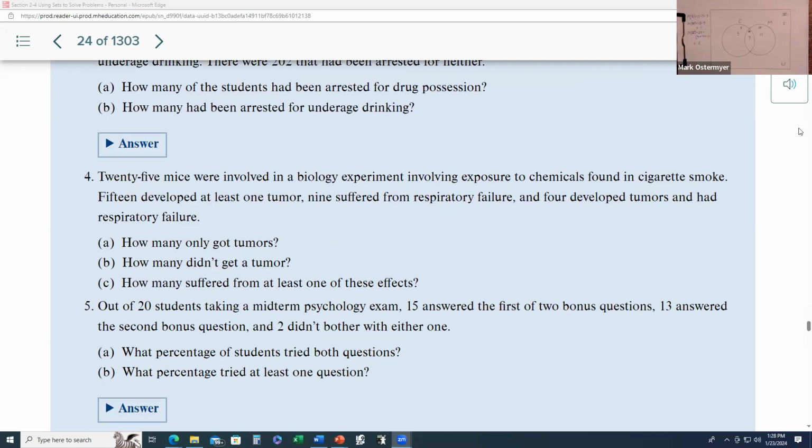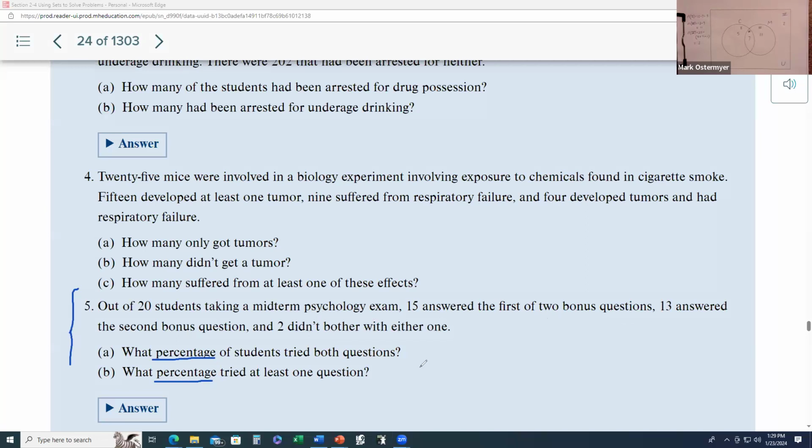All right. So maybe you could try number five. We'll roll this into classwork number one also. Number five. Careful, they're asking for percentages here in the end. It says, out of 20 students taking a midterm psychology exam, 15 answered the first of two bonus questions, 13 answered the second bonus question, and two didn't bother with either one.